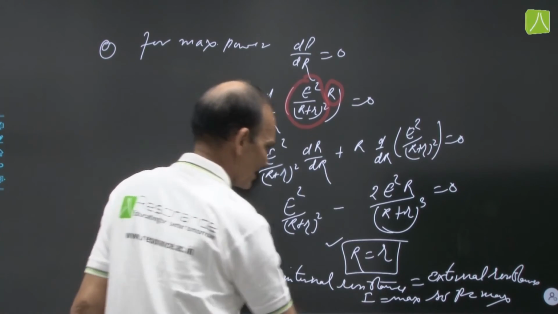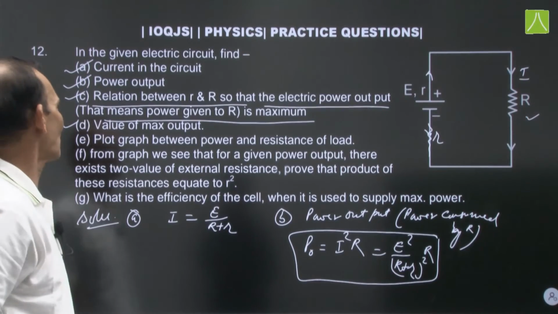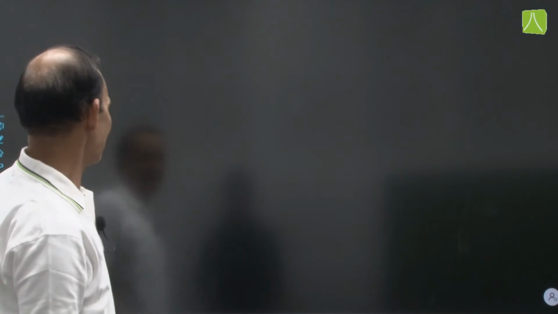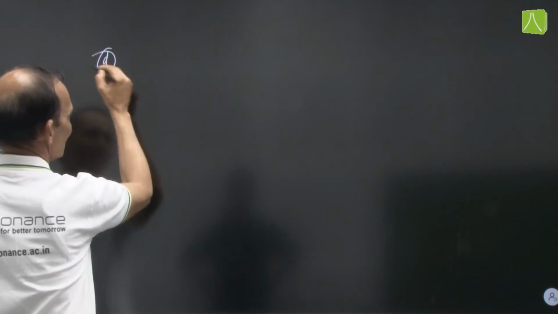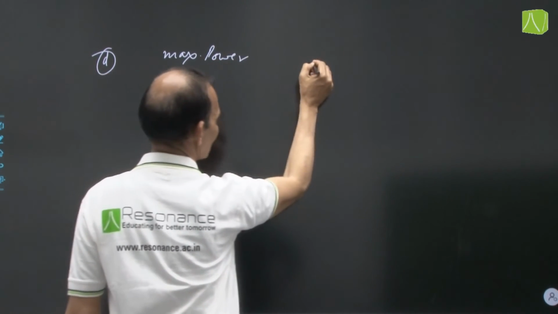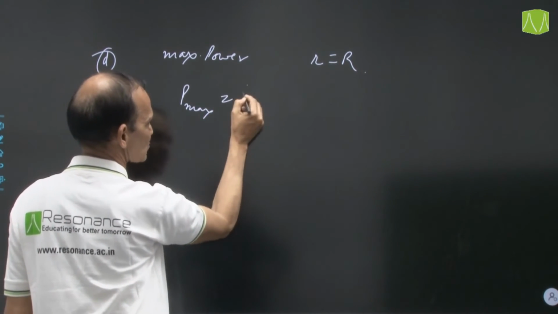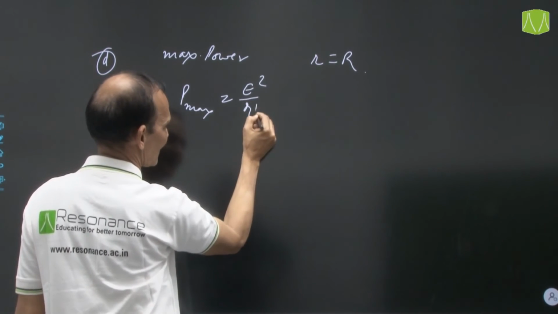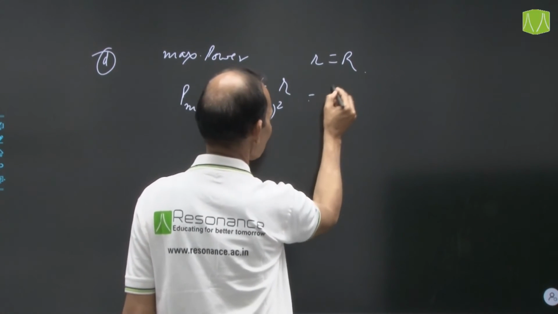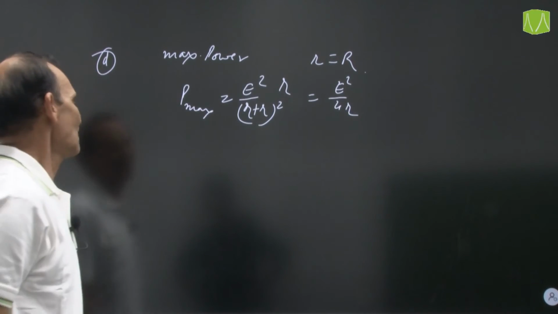Now the next part, it is C part. Now D part, the value of maximum output power. Now in the D part of the question, we have to find the maximum power. We know that small r is equal to capital R, and maximum power is E square upon R plus r whole square into R. We can calculate that it is E square by 4R. It is the maximum power. It is the answer of part D.